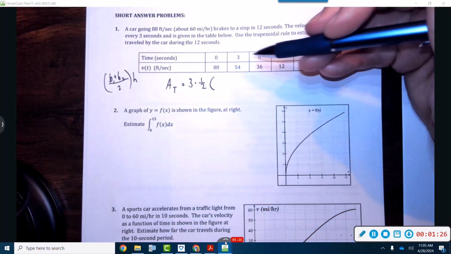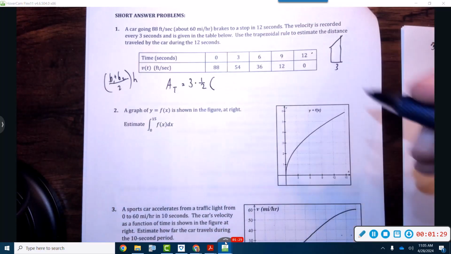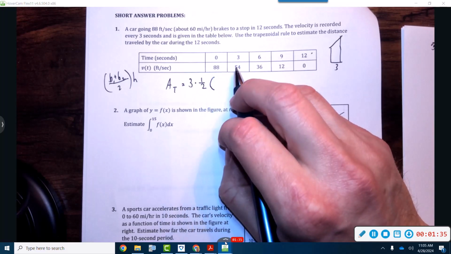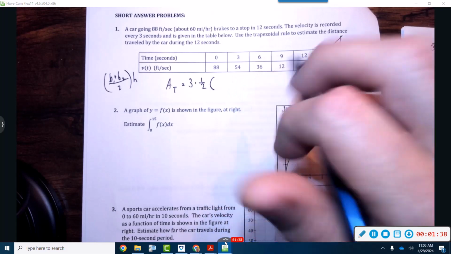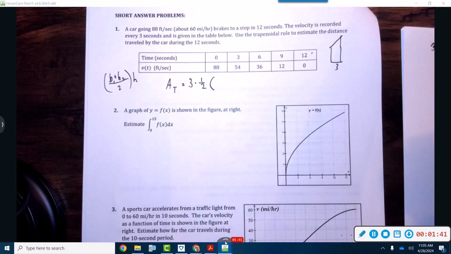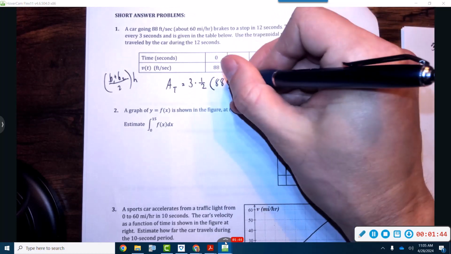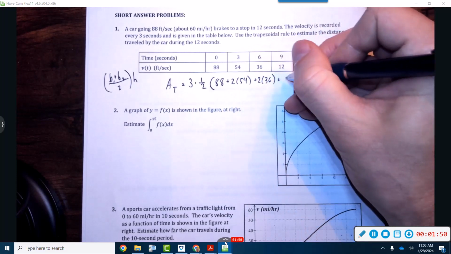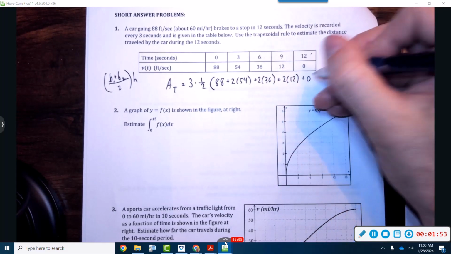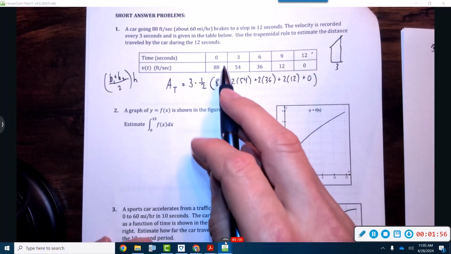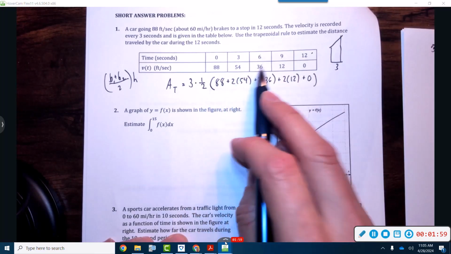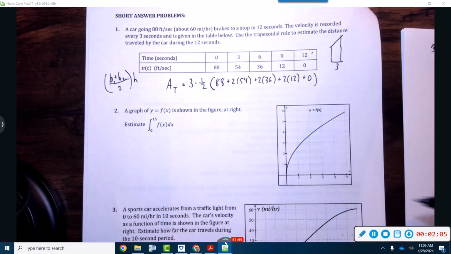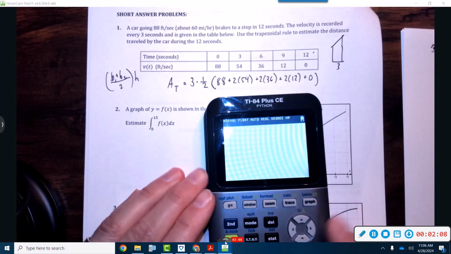So we will add base 1 plus base 2 every single time. But if you notice, you've got 88 plus 54, plus 54 plus 36, and so on. What's happening is that these middle values get doubled every time. So we've got 88 plus 2 times 54 plus 2 times 36 plus 2 times 12, but we're only going to add the 0 once, not that it matters. Just remember with the trapezoid rule, and you've got a small table here, these middle values get added twice. You could calculate each trapezoid individually, but this is a shortcut. I'm going to go ahead and figure out what all this is.